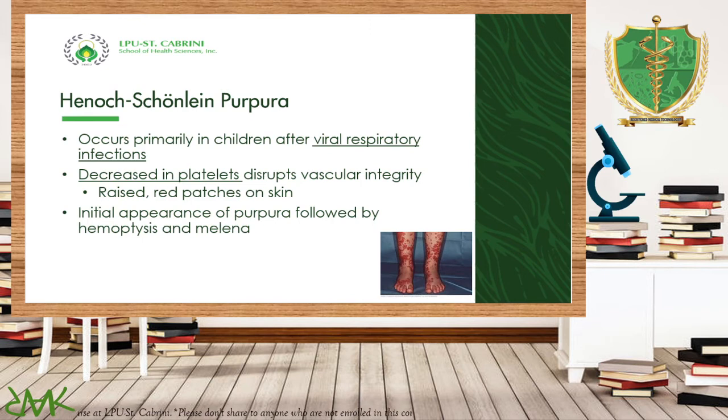The initial symptoms of Henoch-Schönlein purpura include hemoptysis and melena.